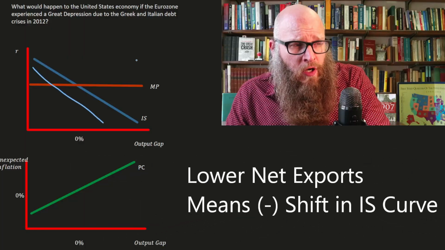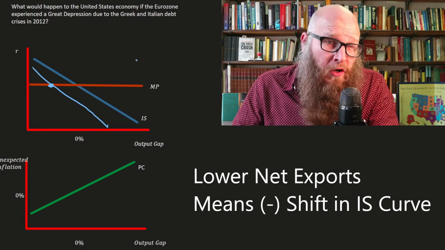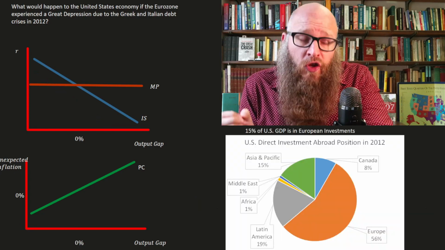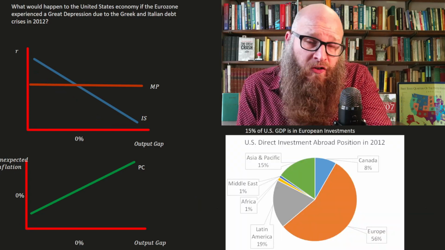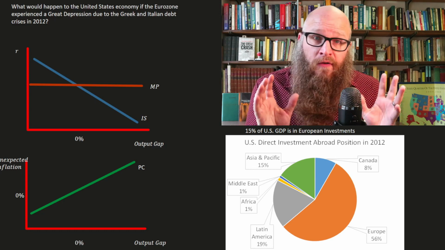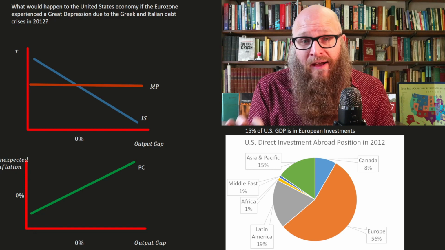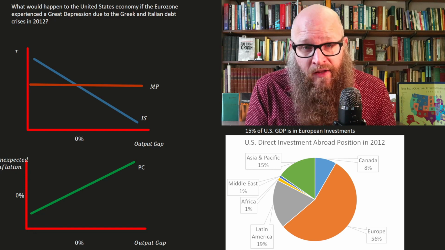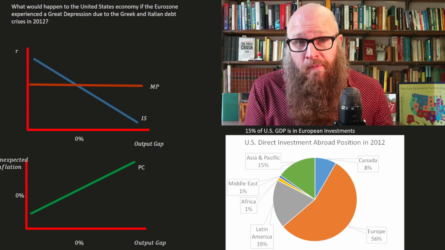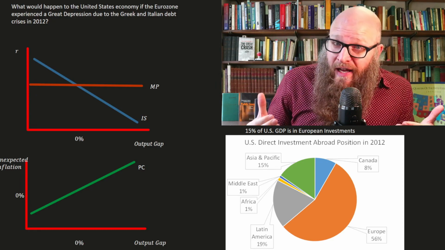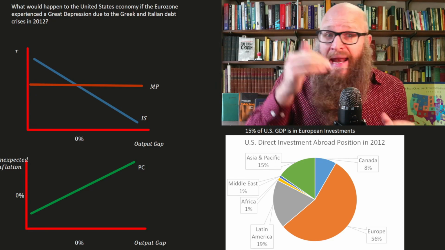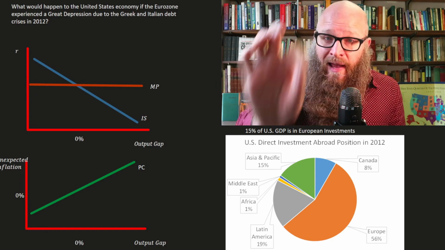This would be a negative shock to our IS curve, but there's going to be a larger effect. This graph shows the U.S. direct investment abroad in 2012. Over 56% of U.S. private investment holdings are located in Europe. This is the equivalent of 15% of United States GDP. So if Europe is experiencing a Great Depression, the United States in turn will lose out on money, and it will harm our economy. And we can see exactly how in the model.